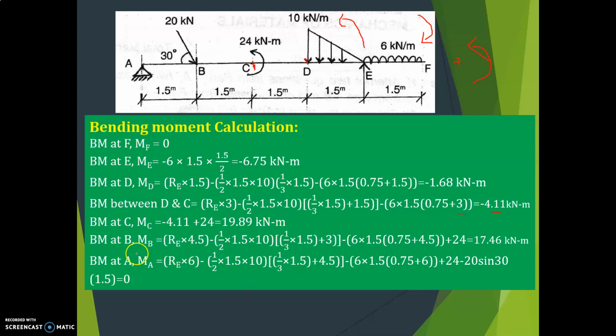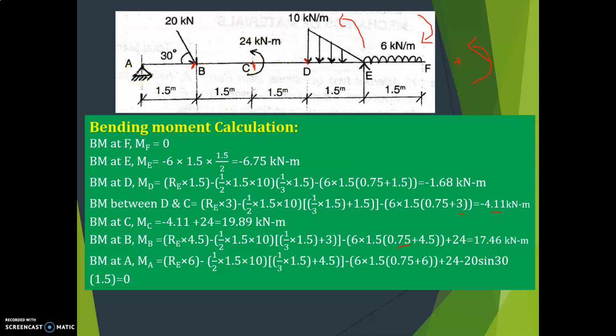Then bending moment at B, that is here, this point. Till here you have to consider now, what is that? RE into 4.5 minus half into 1.5 into 10 into 1/3 of 1.5 plus 3, this till B it is plus 3, 1.5 plus 1.5, then minus 6 into 1.5 into half of 1.5 is 0.75, till B we are considering, so that is 4.5, this distance 4.5, then plus 24, okay, this is moving like this direction, so plus 24.